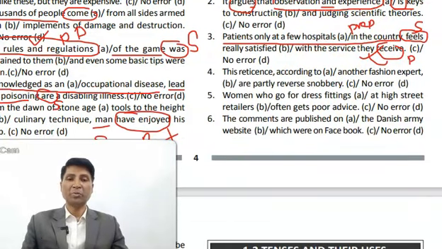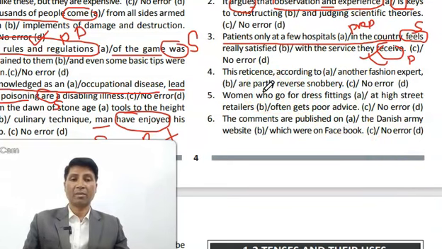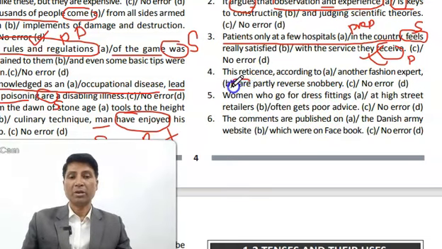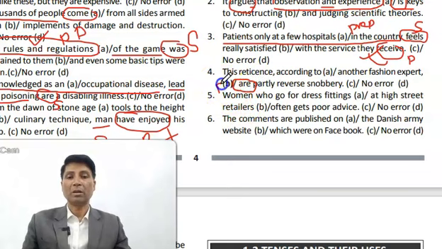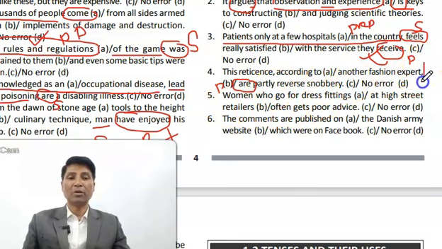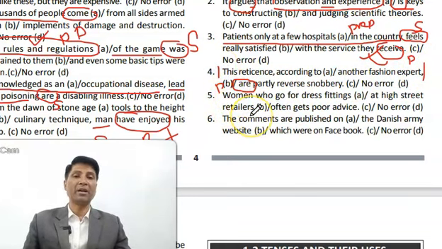Moving on to question number 4. This reticence means silence. According to another fashion expert, are partly reverse snobbery. Snobbery means arrogance, you can say. So here "are" is plural, and let us find out the subject. For your understanding, it lies somewhere from here to here, and you have to find out a single word.